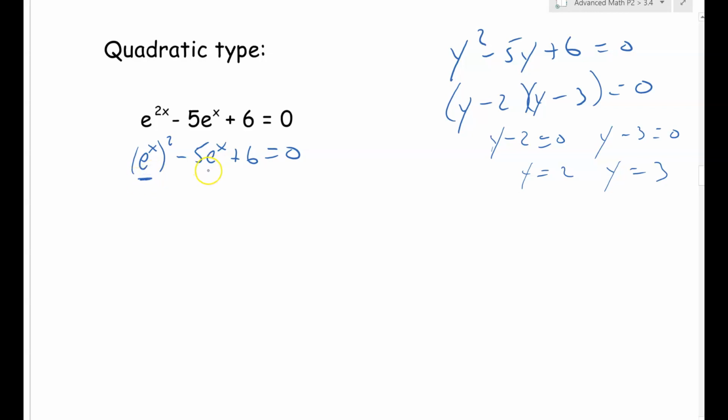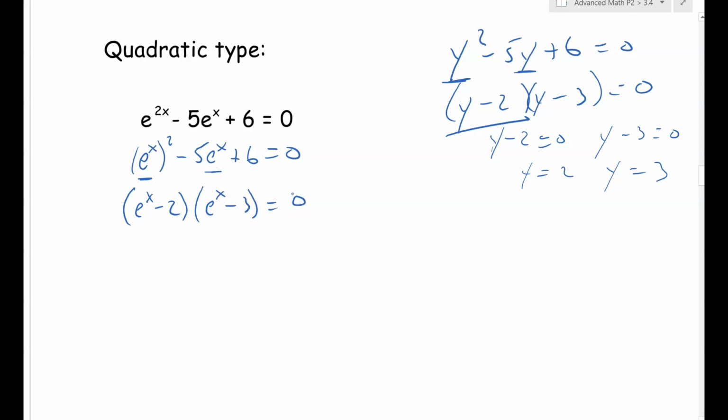Something squared, and then minus 5 something. Isn't that what this is? Something squared minus 5 something. So it's going to be the same thing. The difference is, instead of y minus 2, we're going to factor this into e to the x minus 2, and then e to the x minus 3, and then equals 0.